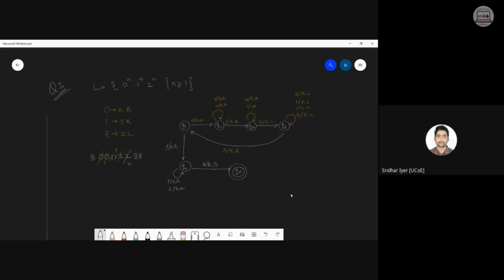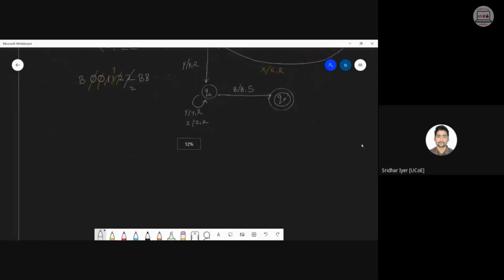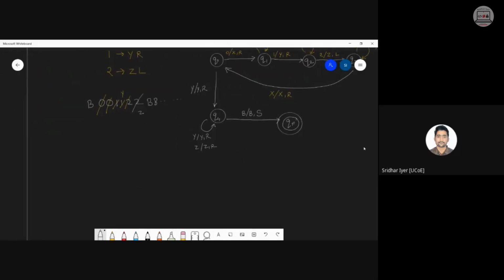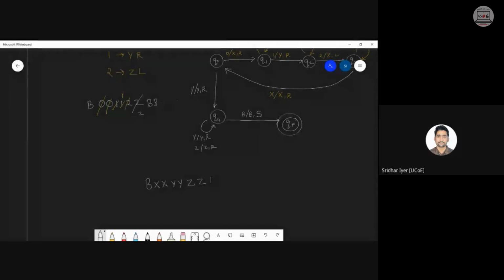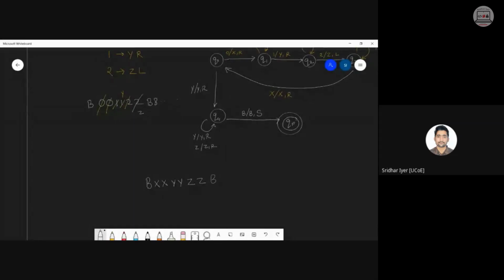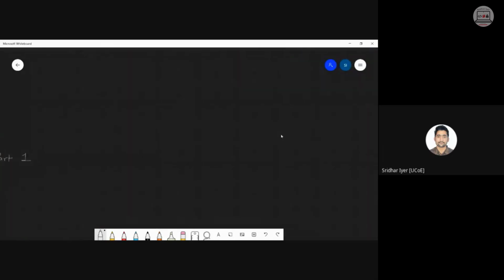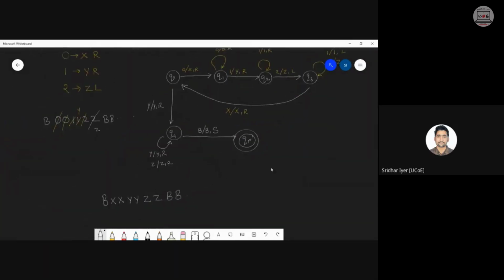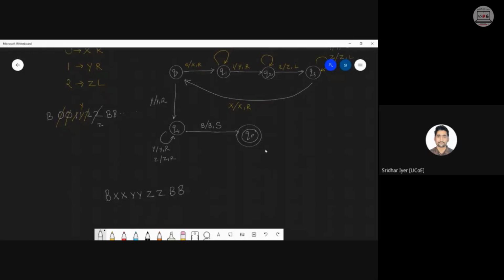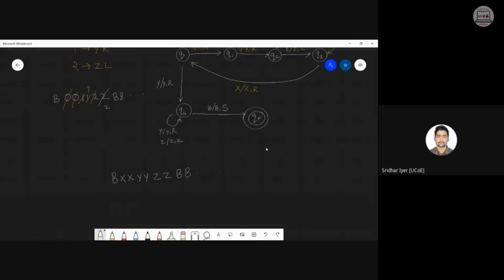Okay, Q0 to Q4 state. See, I will explain this check state once again. What is the significance of this check state? Now, as you can see, we will be having something like this on the tape after the complete cycle. Okay, so after the complete cycle, we would be having something like this, right? So, Dhruv, what exactly happens is, once I have reached this Q0 state, I have started moving to the right.